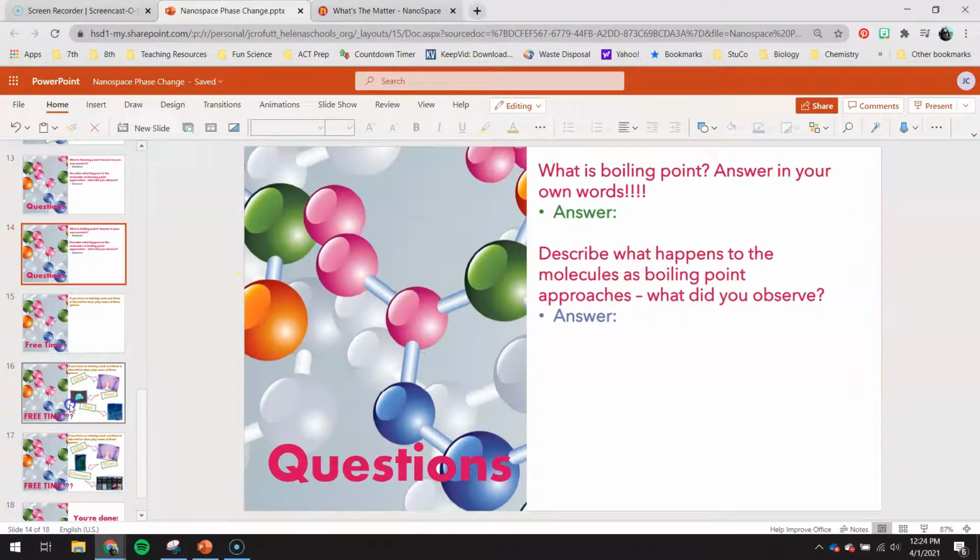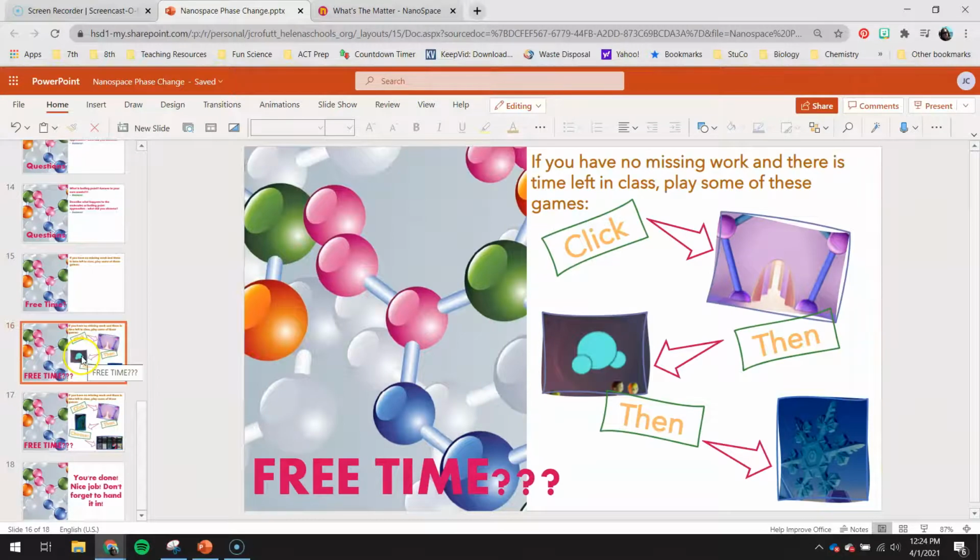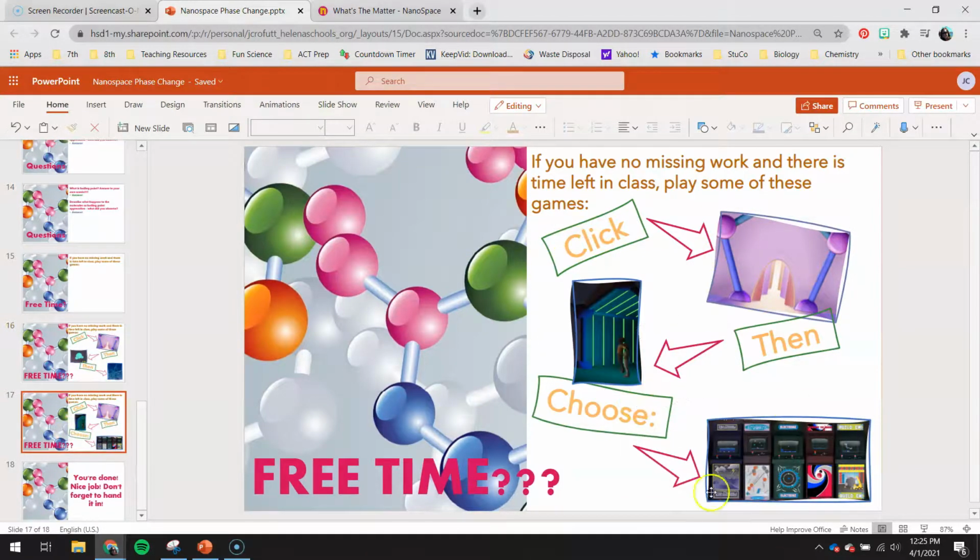What did you observe? And then finally, if you have any time left over in class, I want you to play some games. This is only if you do not have any missing work. You should not be in this if you have any missing work. So you can follow these directions to play this game where you make snow cones for people. And then there's this little arcade here as well.